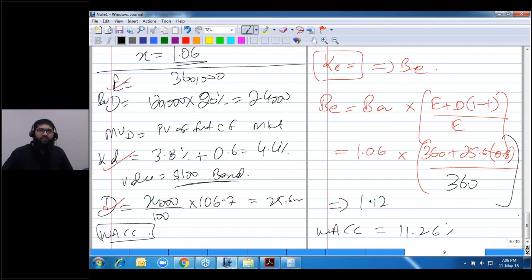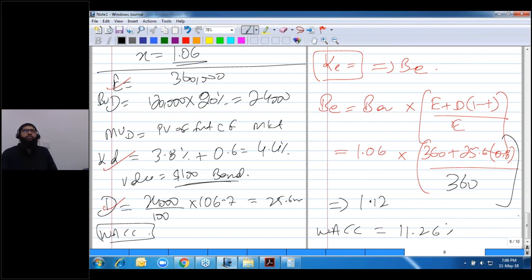Now, can you understand what has actually happened? Why has the WACC increased? Although the cost of debt has reduced, why has the WACC increased? Does any one of you understand this?